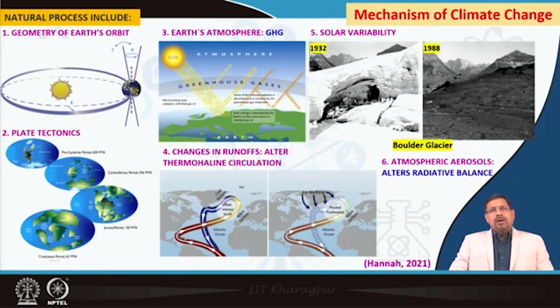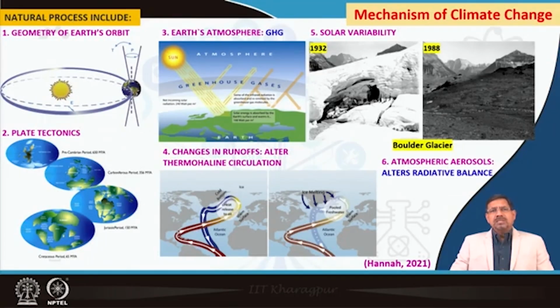And we will continue our discussion of the process, particularly the natural processes that dominantly explain the various mechanisms that contribute to climate change. First is the geometry of Earth's orbit. We are going to discuss it more in today's lecture number 9. The second one is plate tectonics. Third is the Earth's atmosphere, particularly the greenhouse gas composition and its variation or fluctuation in the current day.